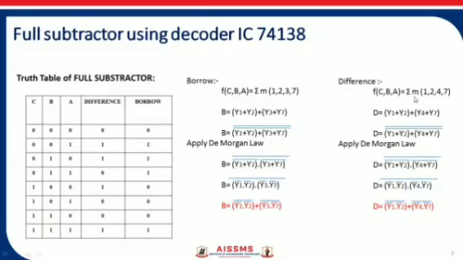This summation and small m denote that this expression is in the form of SOP, sum of products, and small m means min term. So if I write the Boolean expression for this difference, the expression will be D equals Y1 plus Y2 plus Y4 plus Y7. But this expression is in active high form, and our IC 74138 gives output in active low mode. That means we have to convert this expression into an active low output.